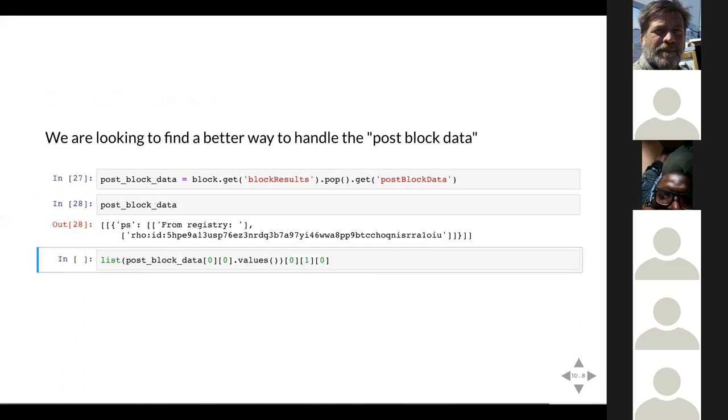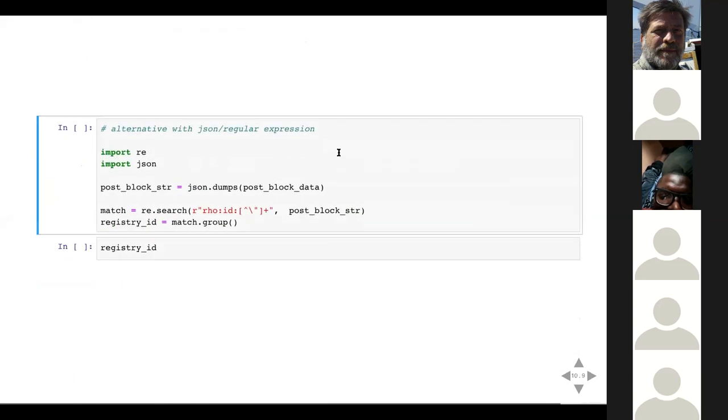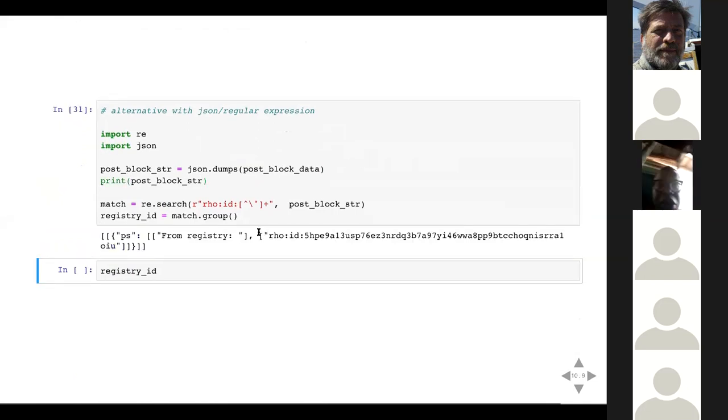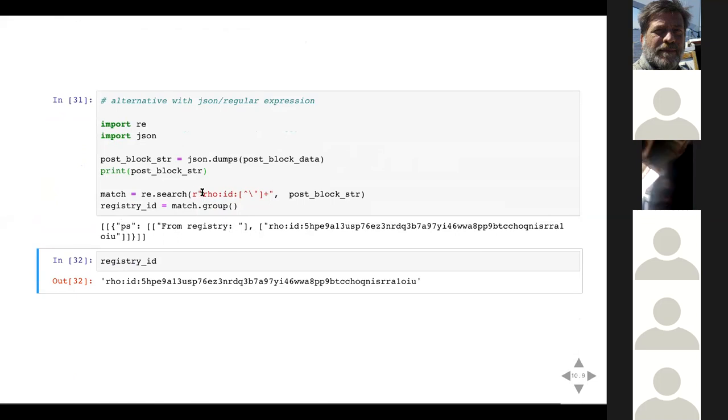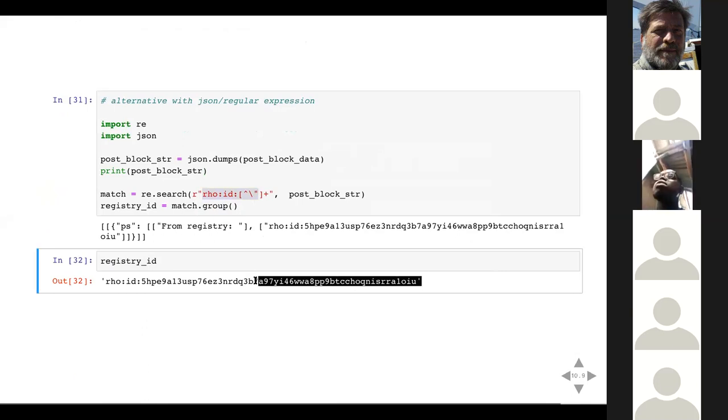The data will look like this, a list of a dictionary that has a double list and stuff like that. To get this correctly, you have to do something like that, which is not really Pythonic, and it could break in time. Another possibility might be to use JSON and dump that content like a string, and then do some regular expression. If we get the row ID and whatever is not a quote, we get correctly this string, which is the one that we need to use here.